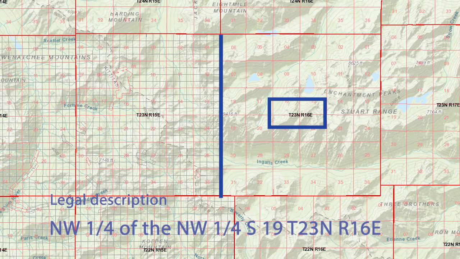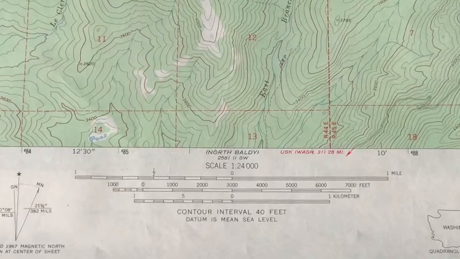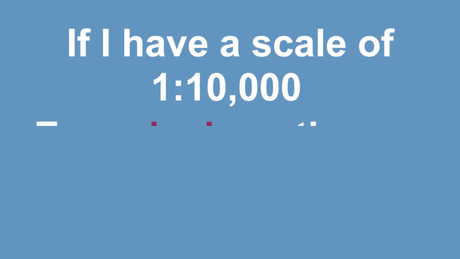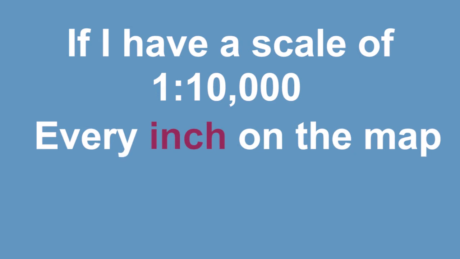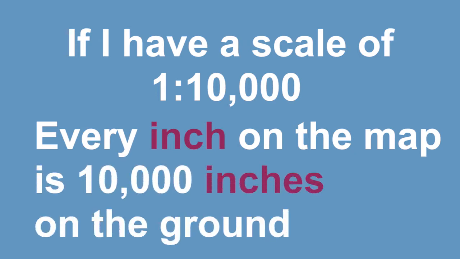Now that you know how to describe a location on a map, how do you determine a distance between two points? The map scale is the ratio between the map units and the ground units. For example, if I have a scale of 1 to 10,000, this tells us that for every inch on the map, we have approximately the same 10,000 inches on the ground.